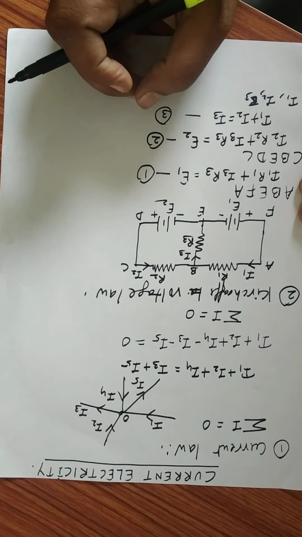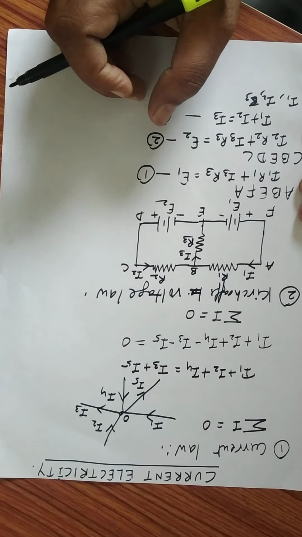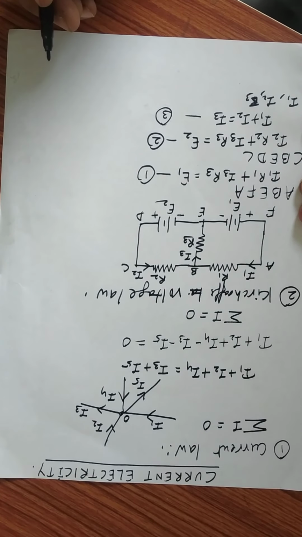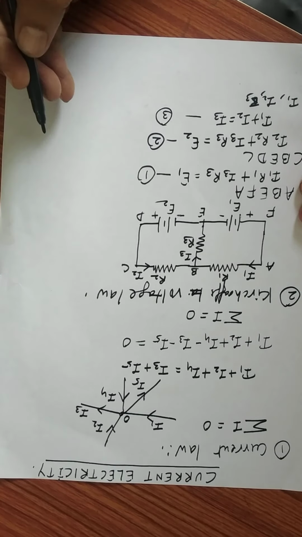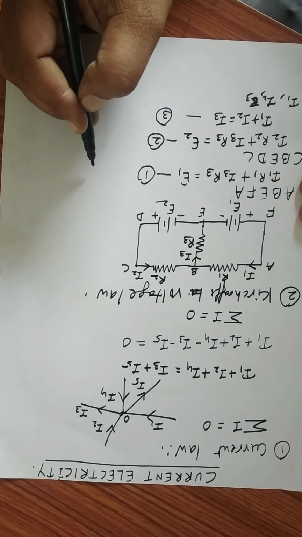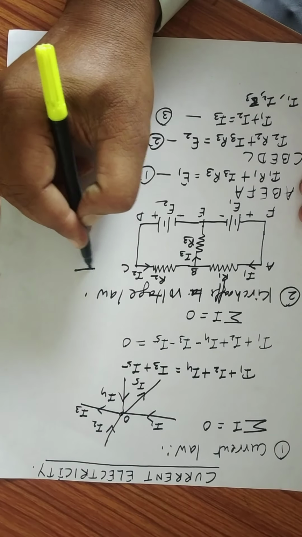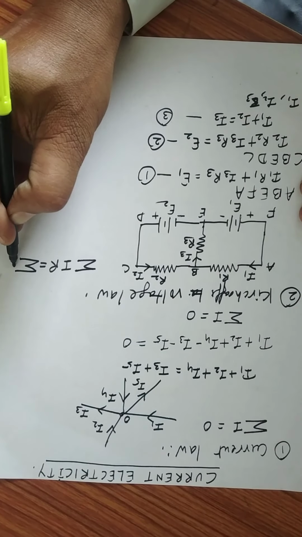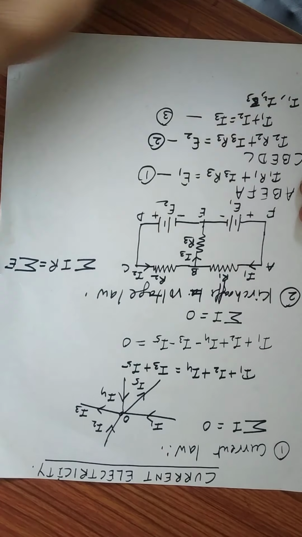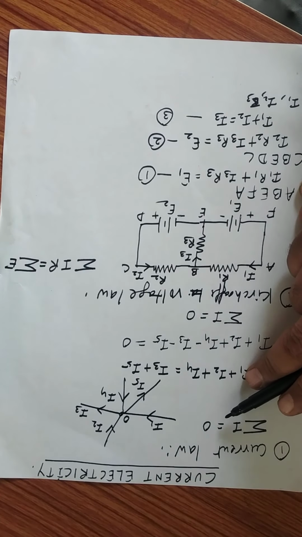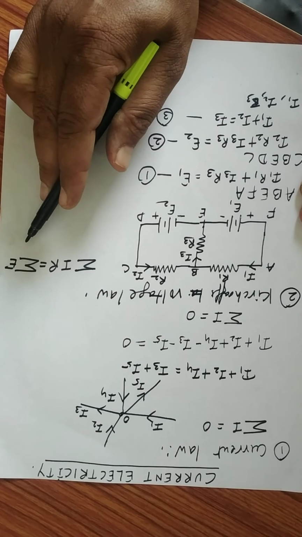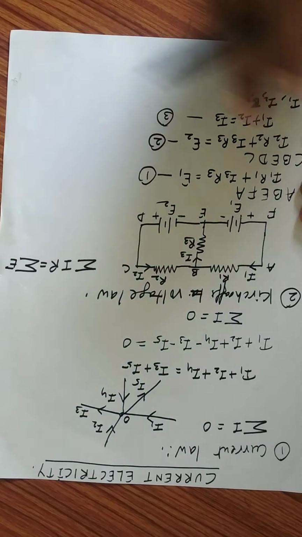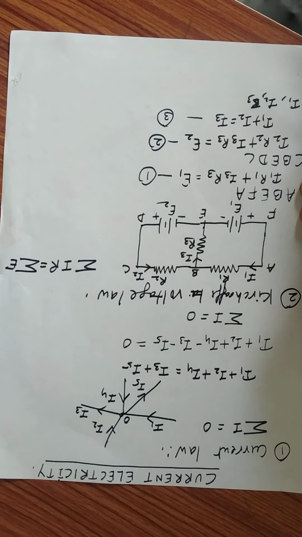So therefore, what does Kirchhoff's voltage law state? In a closed loop of an electric circuit, the algebraic summation of the product of resistance and current is equal to the algebraic summation of EMF in the loop. So the voltage law equation is summation of IR is equal to summation of E. And the current law is summation of I is equal to 0. So this is Kirchhoff's current law and voltage law of the chapter current electricity.